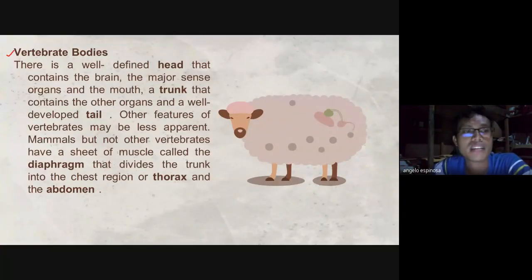Okay, vertebrate bodies. There is a well-defined head in vertebrate bodies that contains the brain, the major sense organs and the mouth. We have the trunk and we have the tail. Other features of vertebrates may be less apparent. Mammals but not other vertebrates have a sheath of muscle called the diaphragm, and that divides the trunk into the chest region or thorax and abdomen.